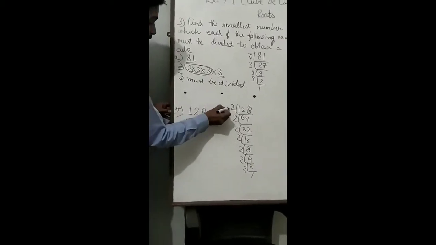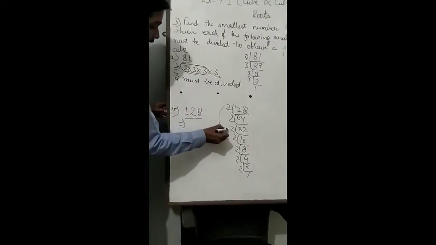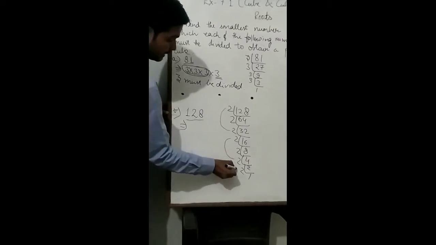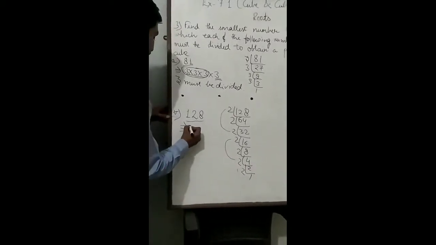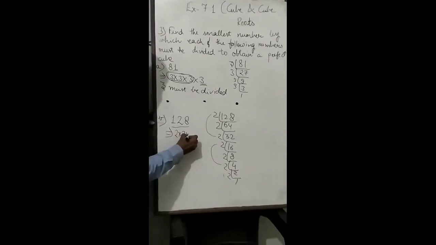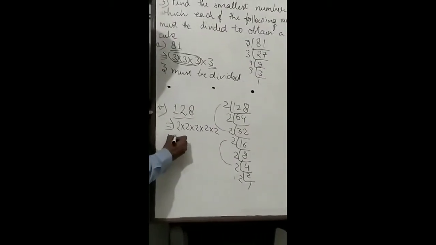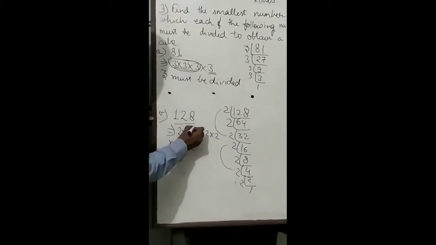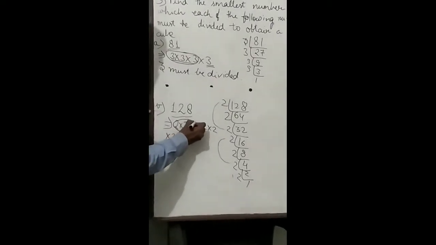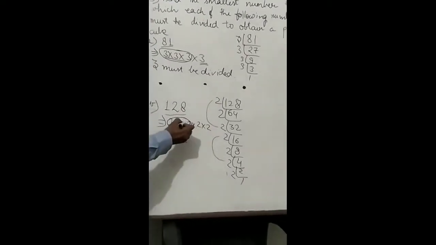2 how many times? 1, 2, 3, then again 1, 2, 3, then 1. That means 7 times total. 1, 2, 3, 4, 5, 6 and 7. Students, when we make the groups, you can see this group is done because 3 digits are here.